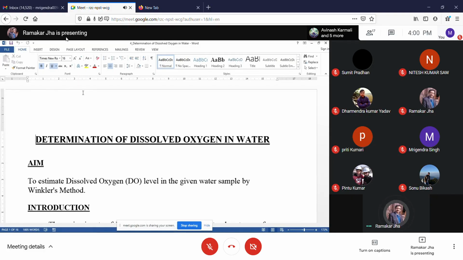Reducing the water, and fishes are going to die in that area. You will not get good quality fish. So now our objective for this lab is to estimate the dissolved oxygen level in the given water sample by the Winkler method. There is one method developed by Winkler, so we call it the Winkler method.